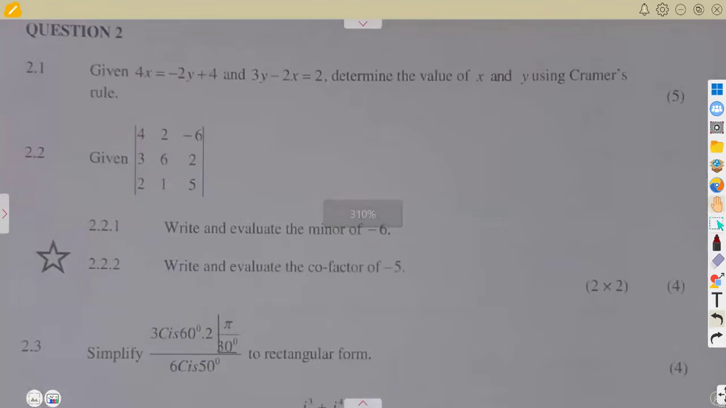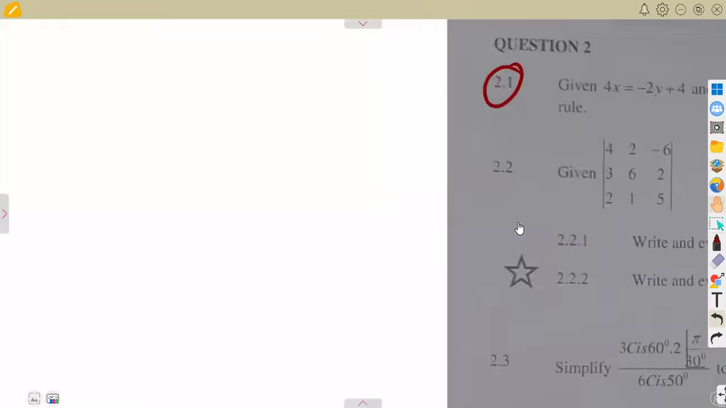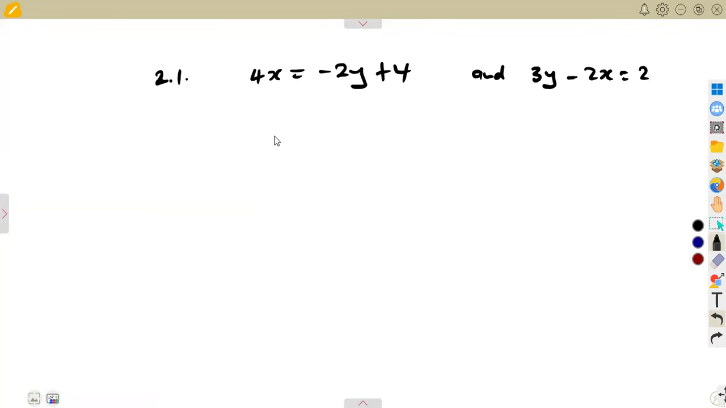Then question number 2, you were now given 2.1: given 4x. All right, so we are given 4x minus 2y is equal to this. Determine the values of x and y using Cramer's rule. All right, so we are asked to use Cramer's rule in that case. So that's 2.1: given 4x is equal to minus 2y plus 4. And the other equation, it was 3y minus 2x is equal to 2. And you're asked to use Cramer's rule.